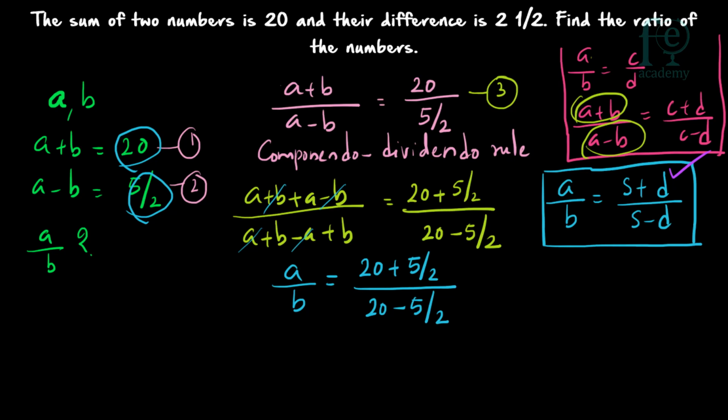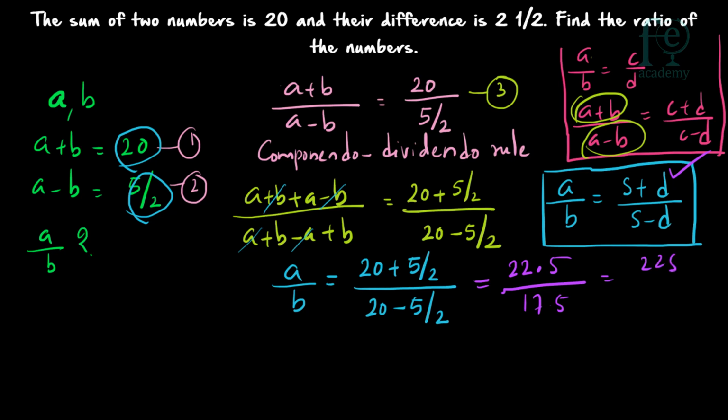So here, what you will be getting? A plus B is 20, which is the sum, and A minus B is 5, which is the difference. So your ratio will be equal to (20 plus 5) by 2 divided by (20 minus 5) by 2. So what is 20 plus 5 by 2? 20 plus 2.5, which gives you 22.5. And 20 minus 5 by 2 is equal to 20 minus 2.5, which is 17.5.